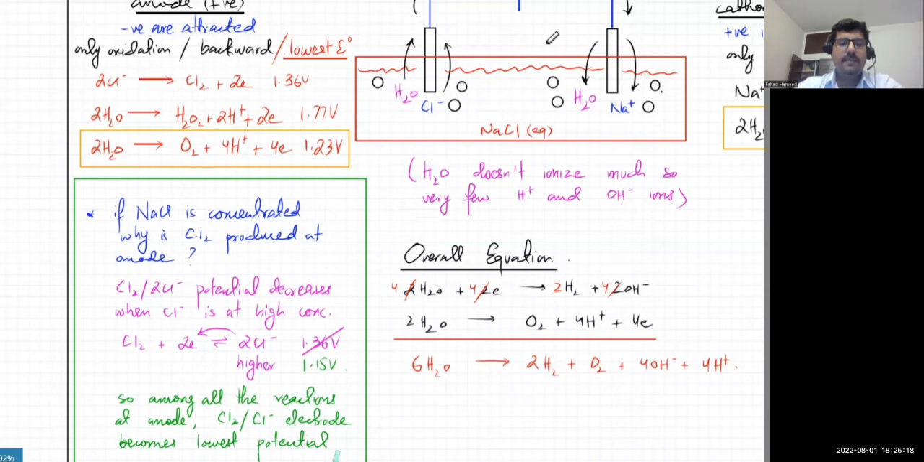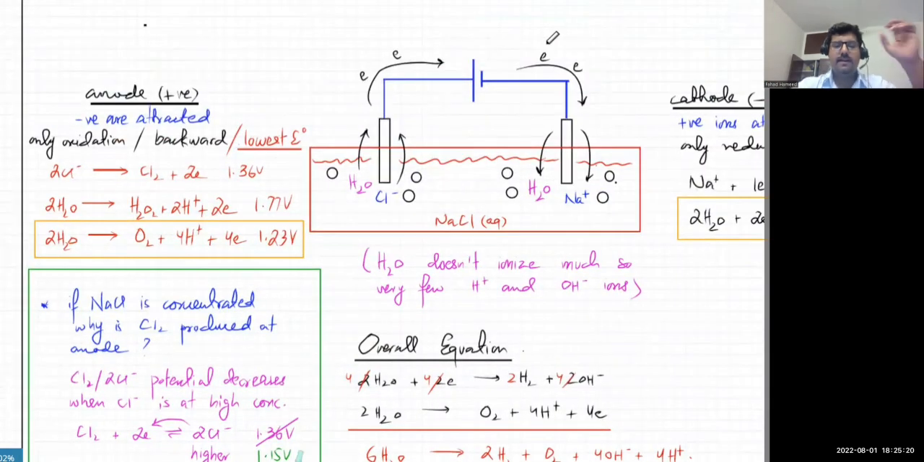Remember in O levels you had a question that if NaCl is concentrated, then it's not oxygen that is produced, it's Cl2 that is produced, right? So what I'm trying to explain here is why is chlorine gas produced? If NaCl is concentrated, why is Cl2 produced? ये हमने वो last time किया था.